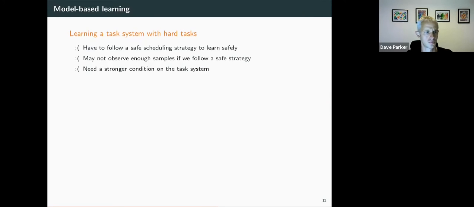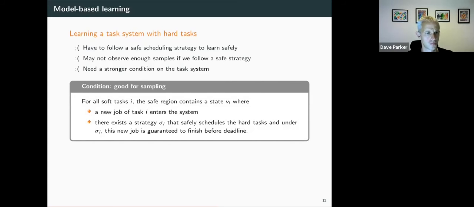We thus need stronger conditions in order to be able to learn the distributions of the soft task while ensuring safety. The good for sampling condition states that for all soft tasks i, the safe region contains a state Vi where a new job of task i enters the system and there exists a strategy sigma i that safely schedules the hard task, and under this sigma i, this new job is guaranteed to finish before its deadline. We proved that this guarantees enough samples for the soft task. So this is a sufficient condition for safe PAC learning.